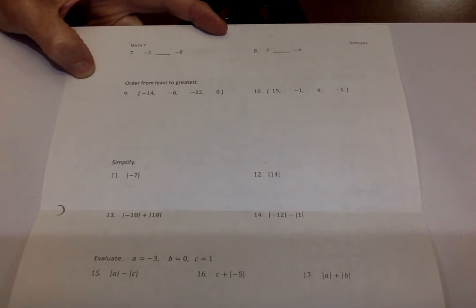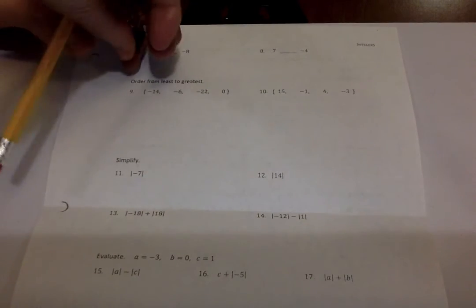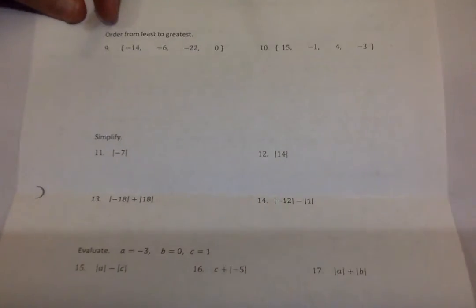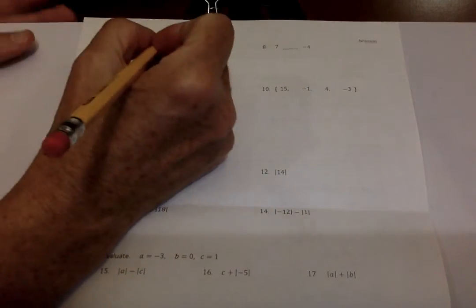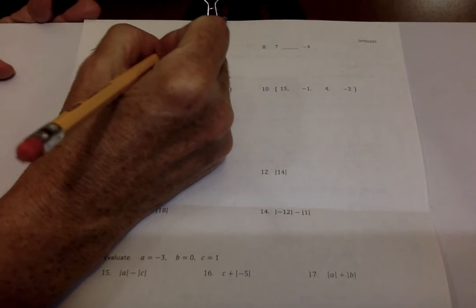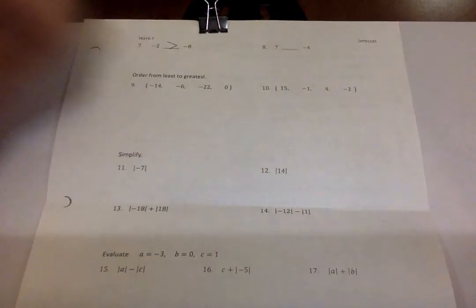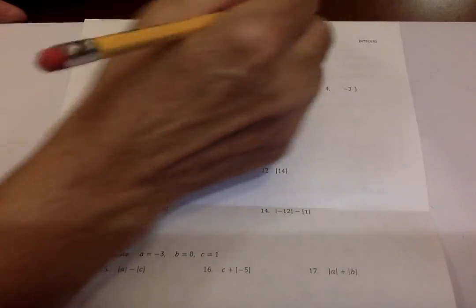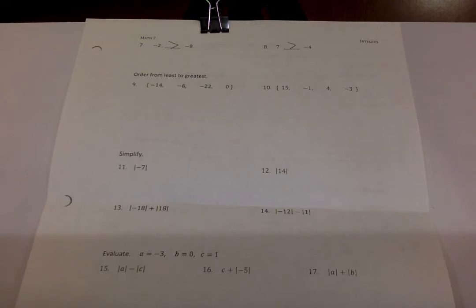Negative 2 is what compared to negative 8? Well, where is it on the number line? Negative 8 is more left on the number line than negative 2. So negative 2 is actually bigger than negative 8, even though you might think, oh, 2 is less than 8. But in negative numbers, it becomes the opposite. 7 and negative 4, if you ever have a positive and negative, we know that whatever's positive is going to be greater than any negative numbers.